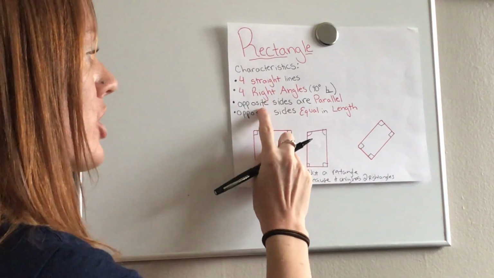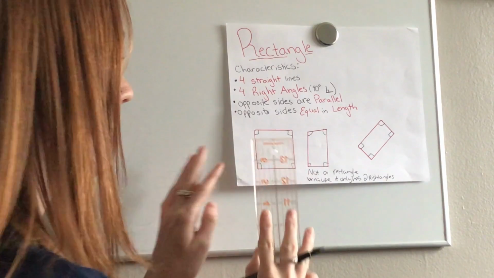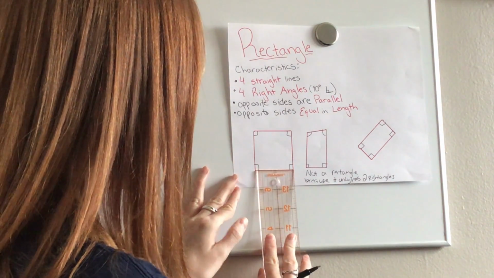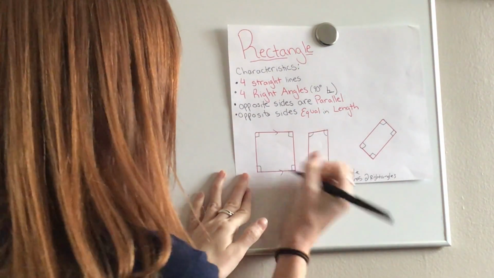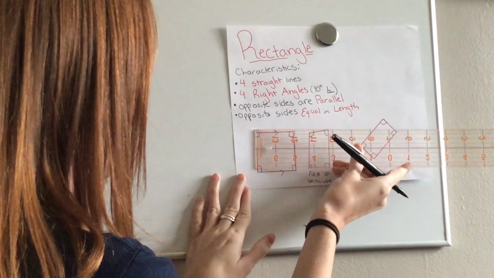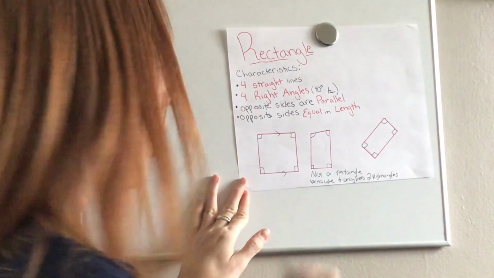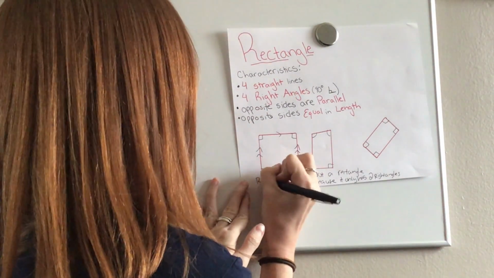Now, additionally, opposite sides have to be parallel in a rectangle. So let's take a look with my straight edge. If I go like this and move it down, the lines match. They're parallel. And let's check our sides over here. If I move it over, they too are parallel. So this is a rectangle.